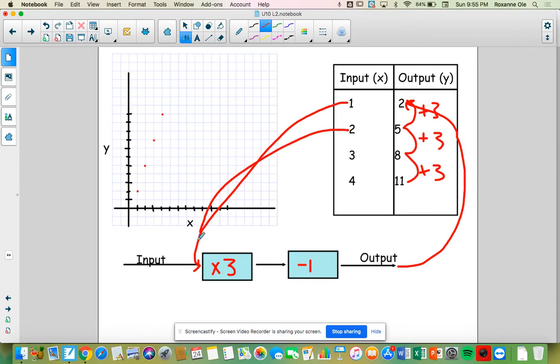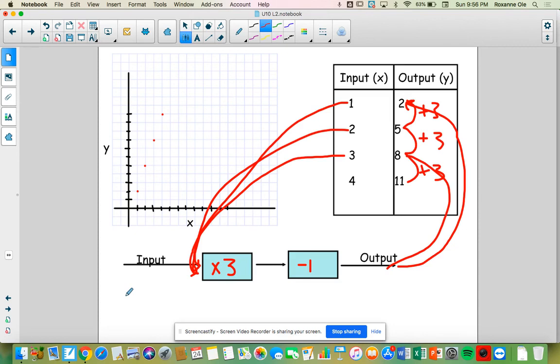Try it with another one. 2, put it in. 2 times 3 is 6. Take away 1. Look at the output. Is it 5? Yes, it is. Next one. 3 times 3 is 9. Take away 1. Is the output 8? Yes, it is. So we've discovered from just this graph how to make the table and then how to make the input-output machine. That is all you need to know.